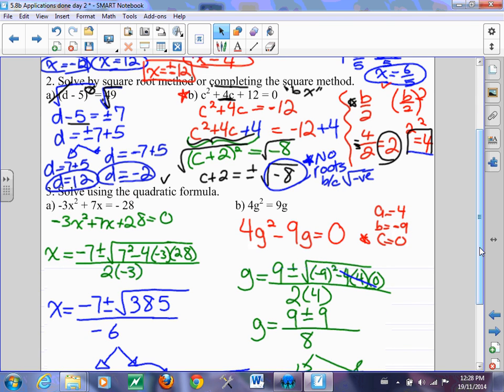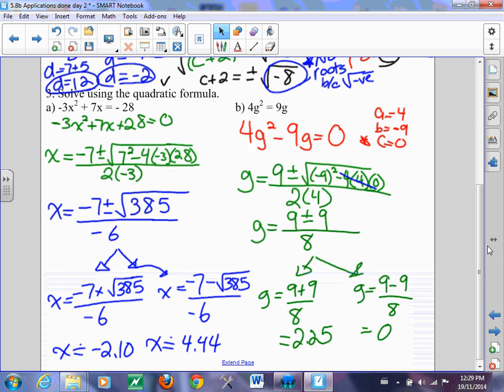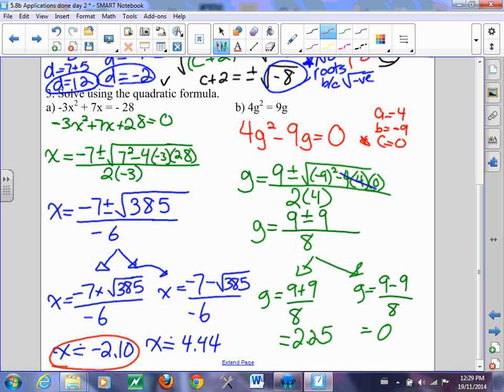Last example for warm-ups says solve using the quadratic formula. For A, you had to take the negative 28 over and bring it to positive. Then you set it in the formula. You simplify the formula, split into its two parts, and you should get x equals negative 2.10 and x equals 4.44.